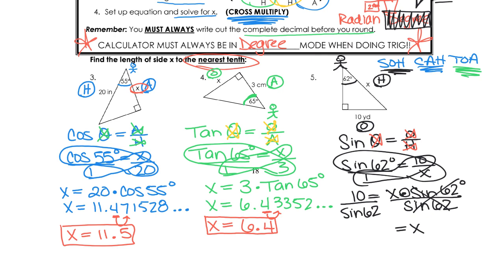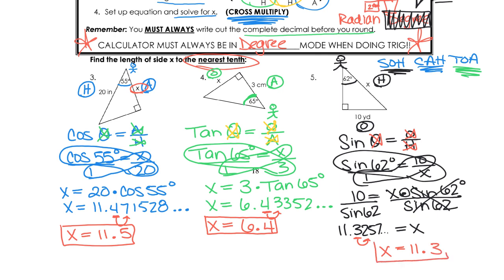And now we type it in. We type in 10, but you have to realize you're going to divide by sine 62, enter, and you should end up with 11.3257... Again, taking a look at directions, they said nearest tenth. We look next door, and we end up with x equals 11.3.